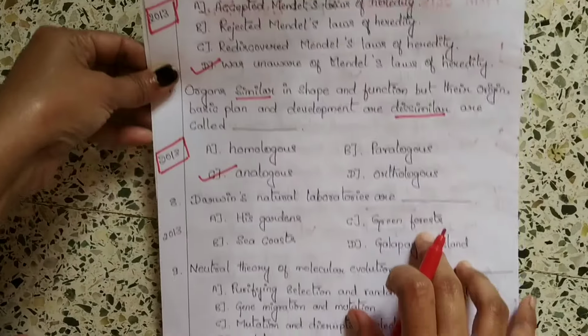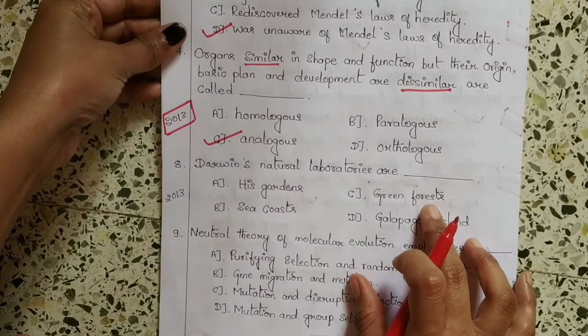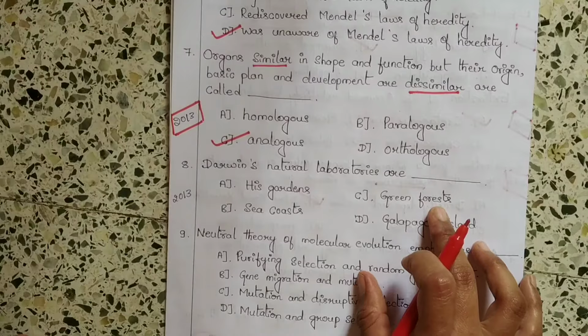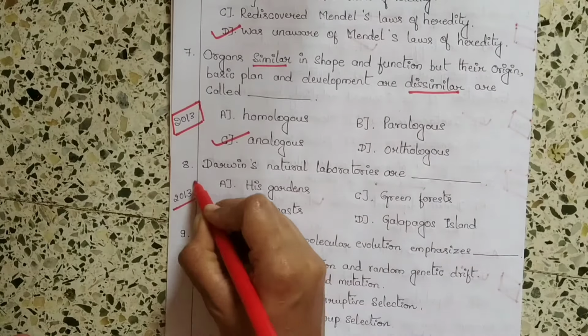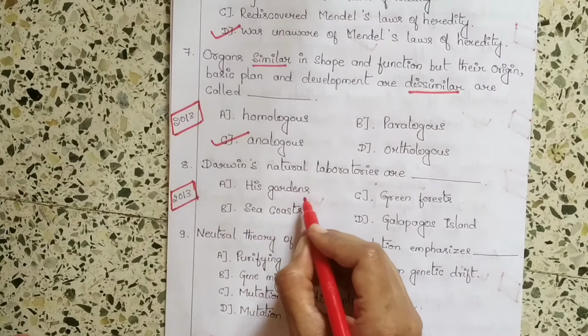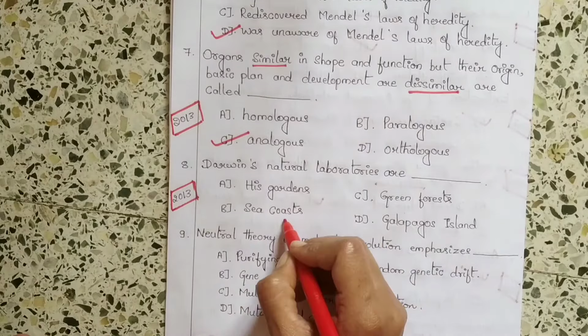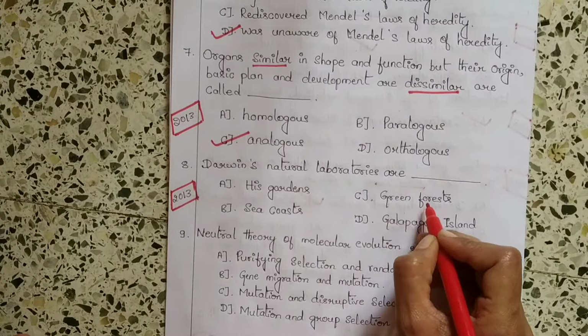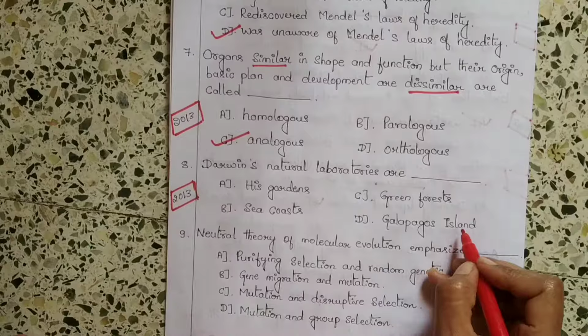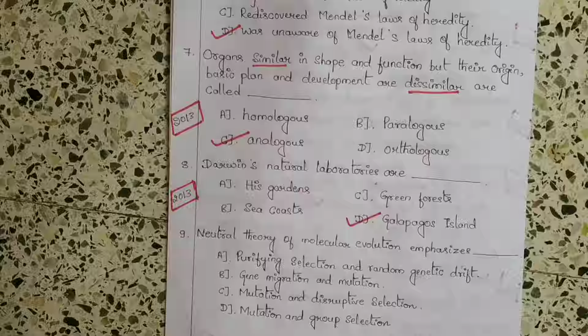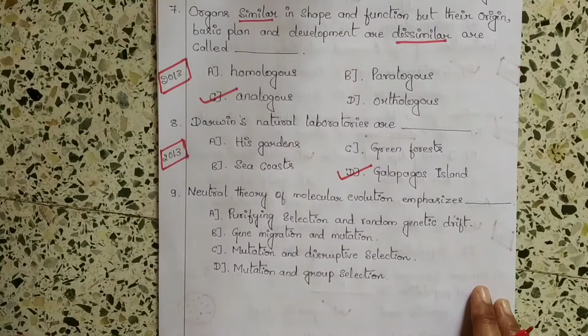Let us move on to the next question, that is the 8th one. Darwin's natural laboratories are, which was asked in the year 2013. The first option is gardens, second option sea coast, third option green forest, fourth option Galapagos Highlands. The answer for this is D, Galapagos Highlands. Okay, let us move on to the next question, that is the 9th one.